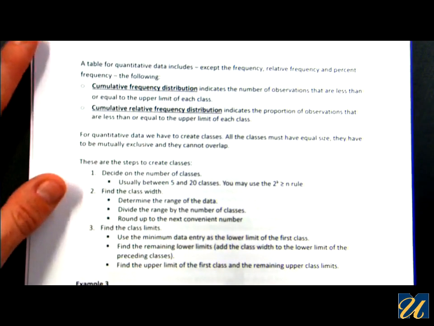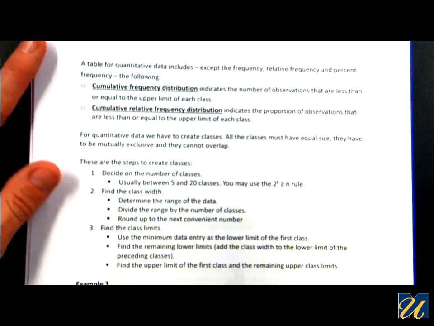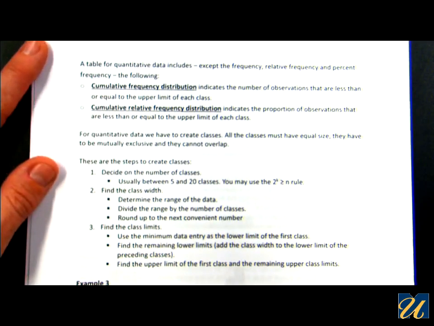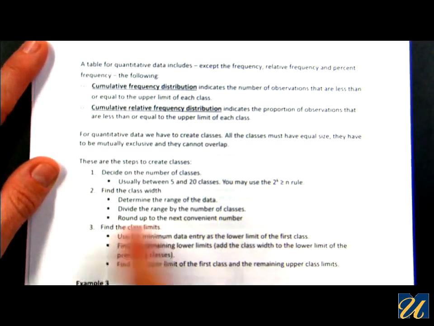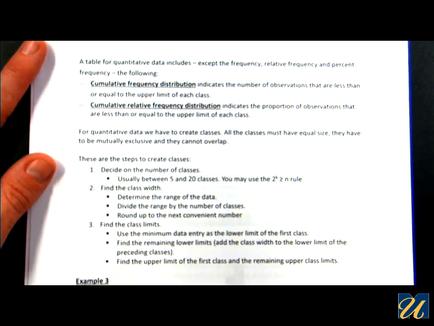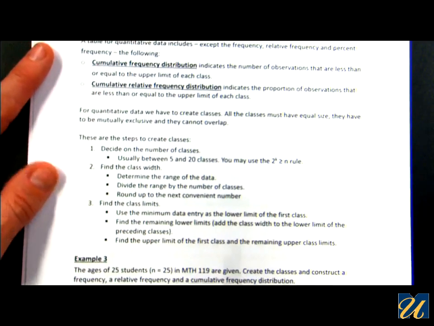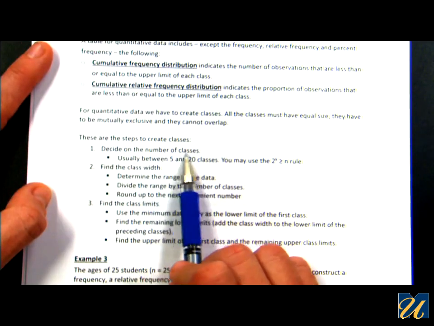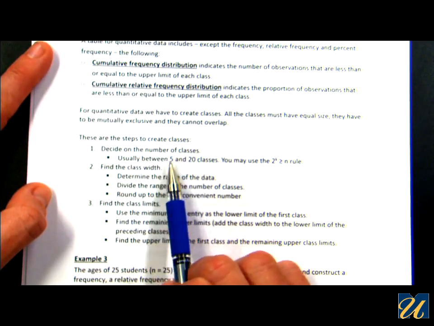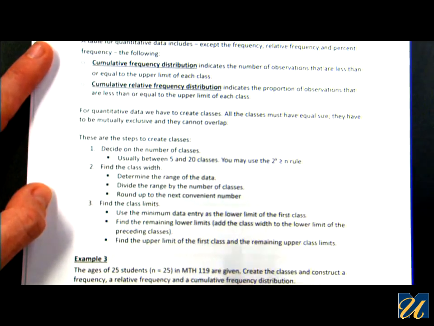Now, when you have quantitative data, it's very important to understand how to create the different classes, how to separate your data into the right number of intervals, and analyze the data from there. These are the steps that will help you create the classes. First off, you decide on the number of classes. Usually it's between 5 to 20 classes based on the number of observations you have. You don't want to make too many or too few.